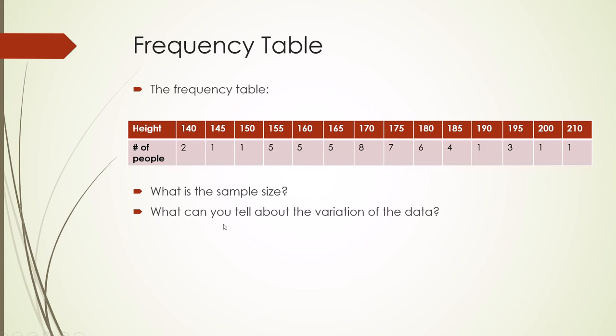What about this question? What can you tell about the variation of the data? By looking at this table, I know that the height of the people in the sample ranges from 140 to 210. And the data is clustered around 170. See, there are 8 people with height 170 and more around 170. So we can make some interpretations about the variation of the data by just looking at the frequency table.